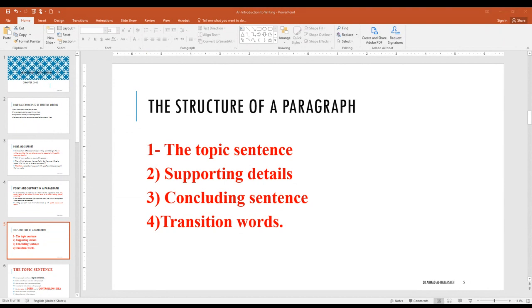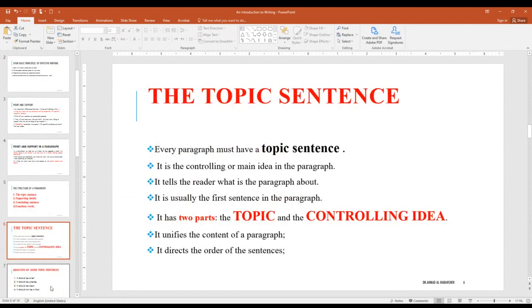Right? So it must have something in the middle, supporting details. The same is for the paragraph. You can't have a paragraph without supporting details, right? You can't have a hamburger without two pieces of bread. It's impossible. How can you handle it, right? So again, you can't have a paragraph without a topic sentence and a concluding sentence. So this is a good example in order to explain the idea of the components of the paragraph.